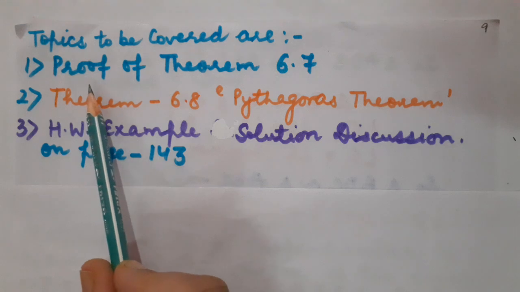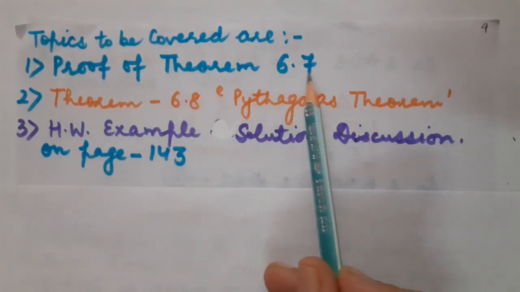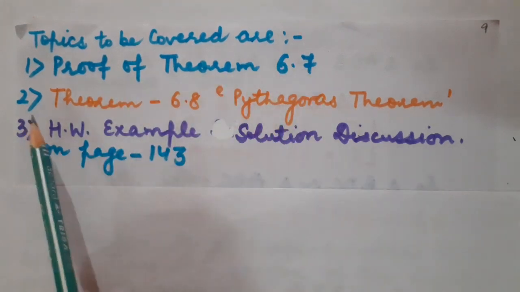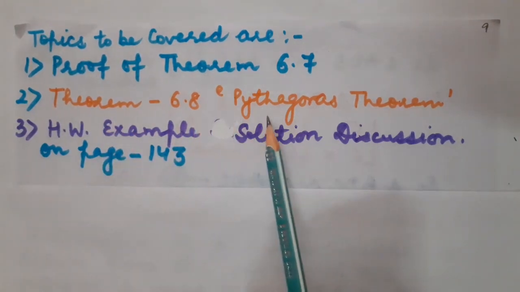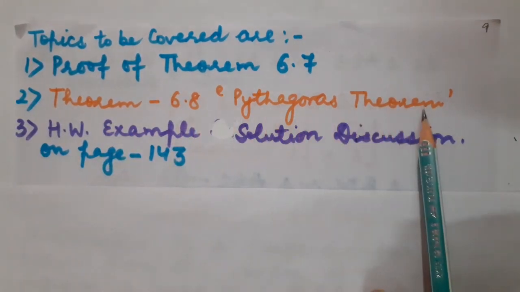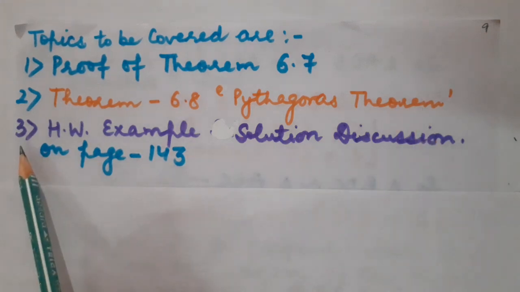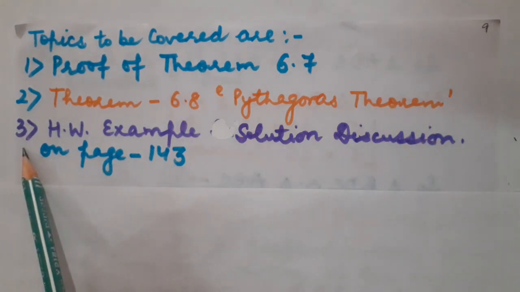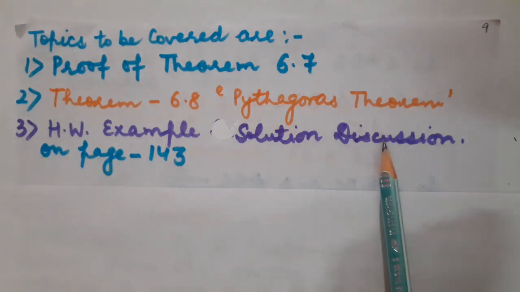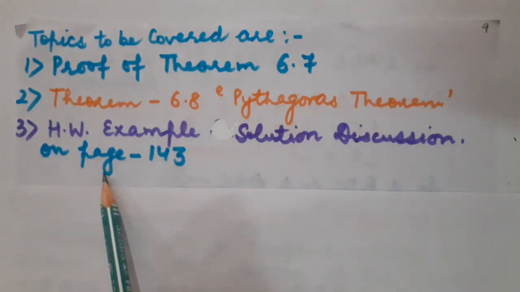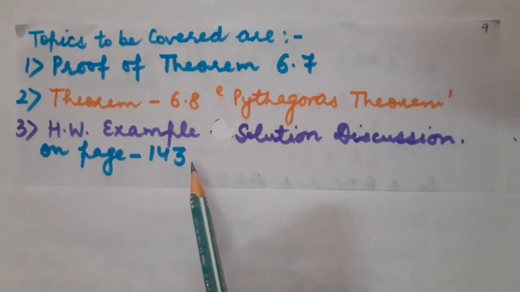Number 1, first of all, I will explain theorem 6.7. After that, I will be teaching you theorem 6.8, which is actually the Pythagoras theorem. Clear? And then the third thing which we are going to cover in today's lecture will be the homework example solution discussion, which is given on page number 143.